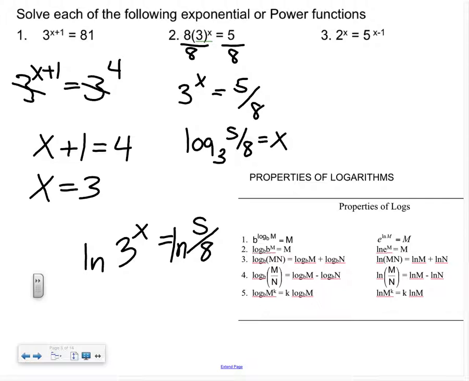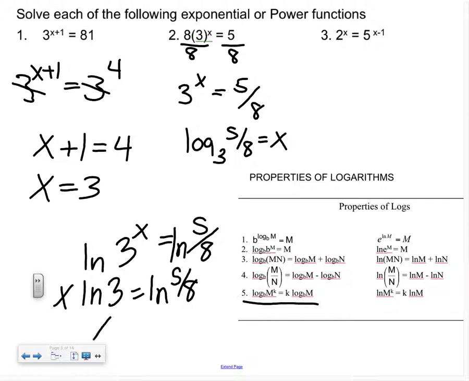And using a log rule, can I get that x out of the exponent? Which log rule could I use here to get that x downstairs? 1, 2, 3, 4, 5. 5, right? Because the log of something to the k is k times the log, right? So I can take this downstairs and make it x ln of 3 equals the ln of 5/8, right? And this is just a number. Ln of 3 is just a number, so you just get rid of it by dividing by it, right?